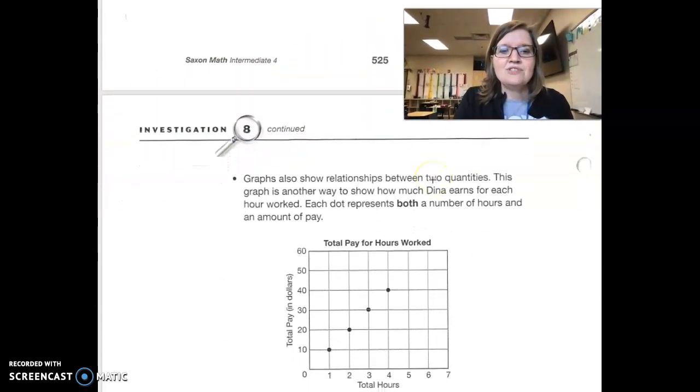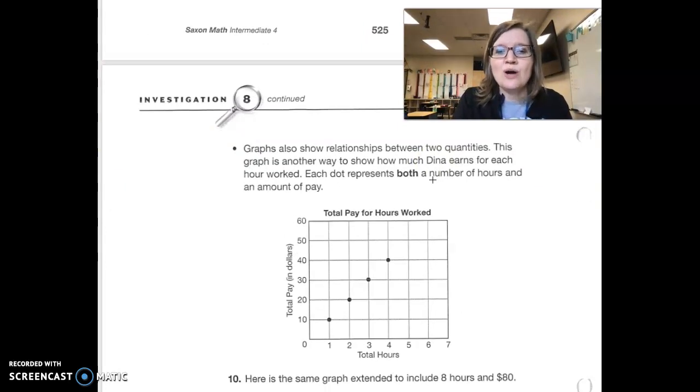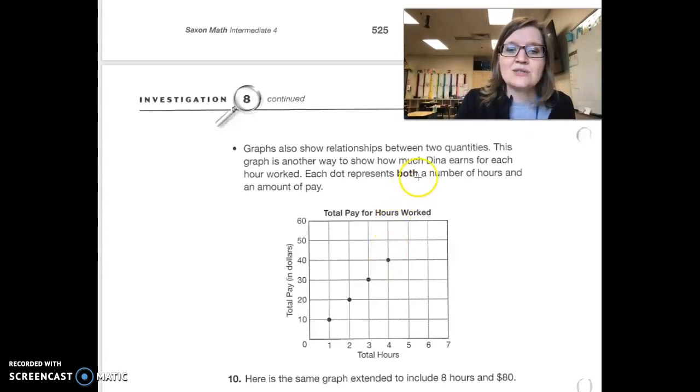Our next thing, graphs show relationships between two quantities. This graph is another way to show how much Dinah earns for each hour worked. So the dot represents both the number of hours and the amount of pay. So for 1 hour of work, she earns $10. 2 hours, 20. 3 hours, 30. Don't you just love this, guys?